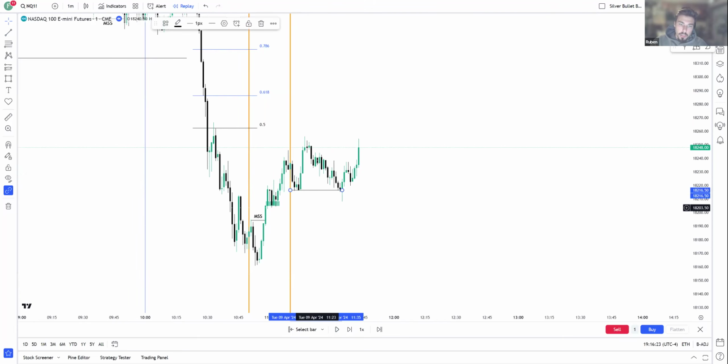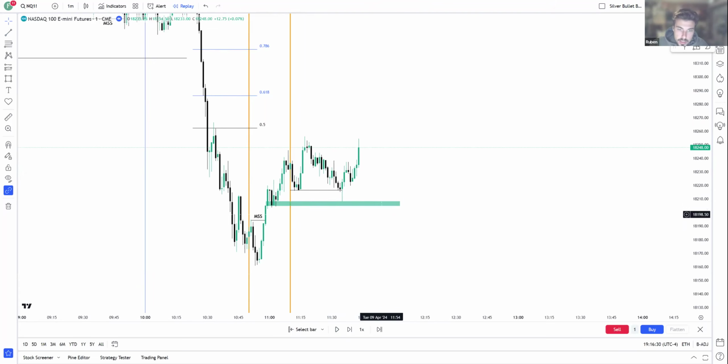So we sweep that low, we come down, we raid liquidity. We tap again into that order block that I mentioned. Do we come into this imbalance again? I think we might just leave it, or maybe we just tap into it. So we revisit the same imbalance.